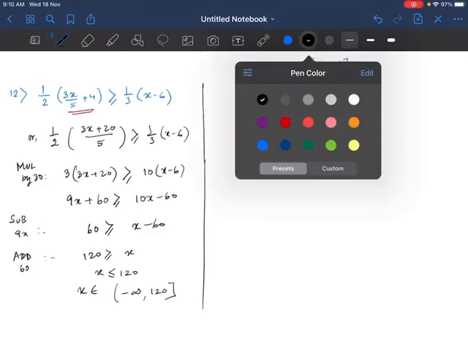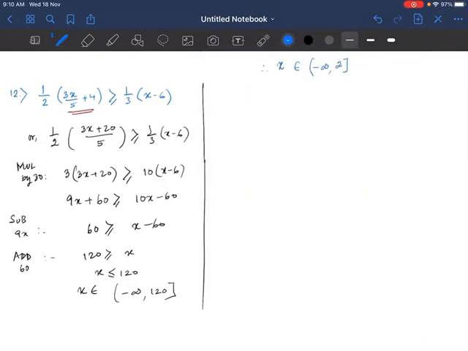Now we move on to our next question. So what is the next question? Question number 12 is done. Question number 13 will be homework for you guys. Let's do question number 14. Question number 14.